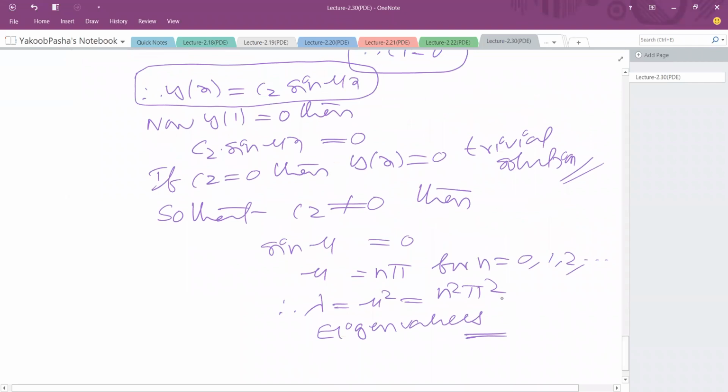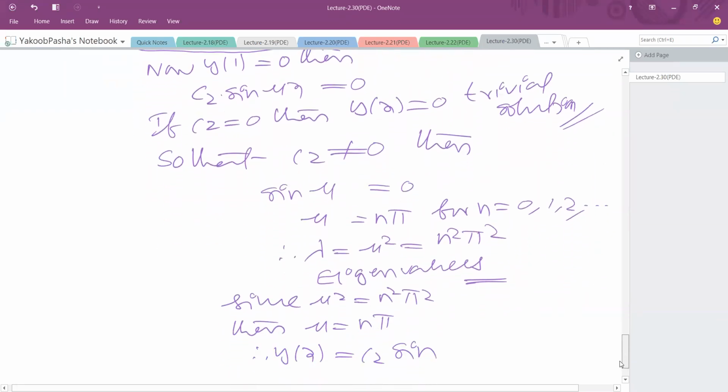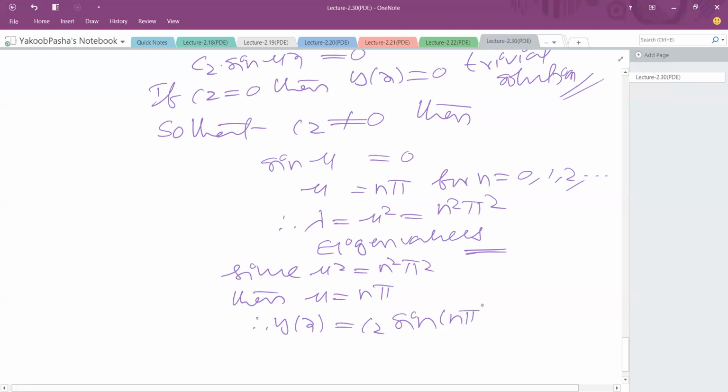Lambda is equal to mu square. Since mu square is equal to n square pi square, mu is equal to n pi. Therefore, y of x is equal to c2 into sin mu x, and mu means n pi, so sin n pi x. This function, sin n pi x, is called the eigenfunction, and this eigenfunction is linearly independent.